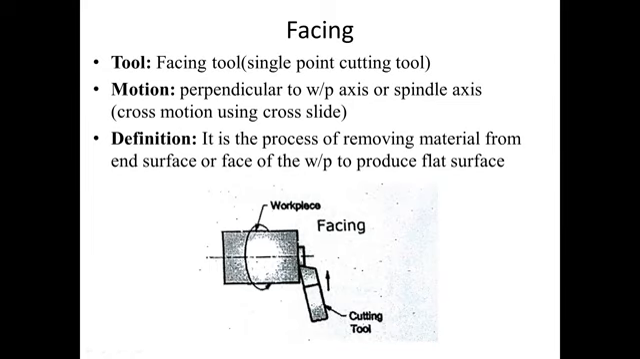Second operation, facing. Facing is completely opposite to the turning. Again here we are using single point cutting tool. The motion is perpendicular to the axis of workpiece and the spindle, which is given by using cross slide, that is a cross motion. Definition again same. Process of removing the material from workpiece at end surface, that is at the face, to produce flat surface. So very simple, along the face material is removed, that is facing operation.